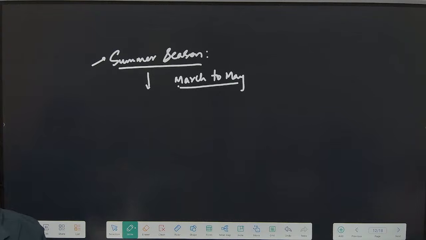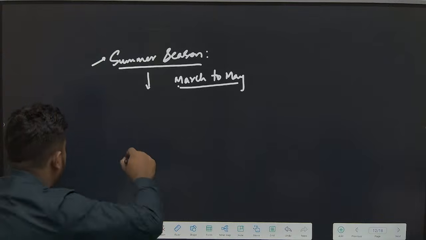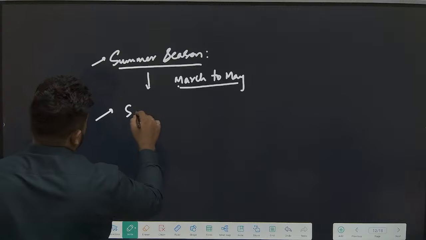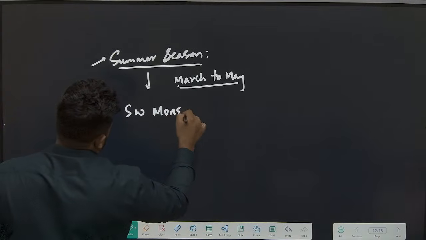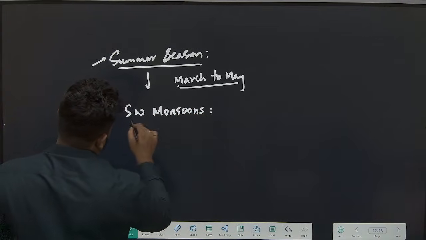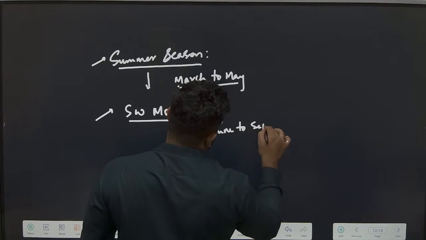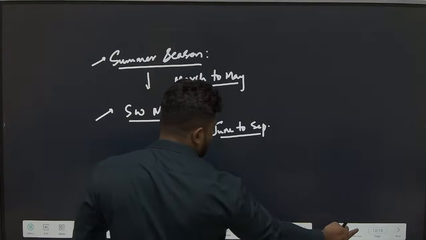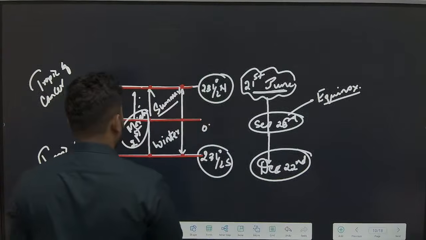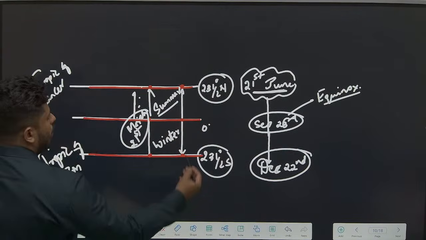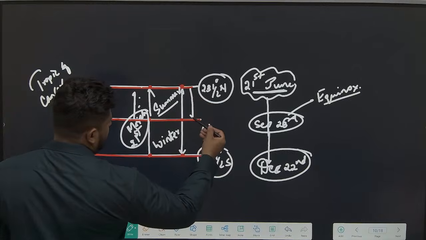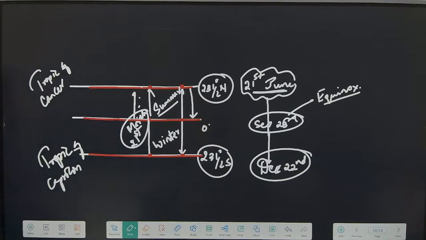Then southwest monsoon season. What happens in the southwest monsoon season? First of all, what changes is the month, June to September. June to September, what is happening? That thermal equator is shifting back down south. Correct? It is shifting back down south.